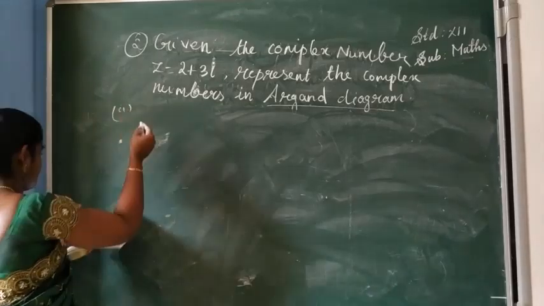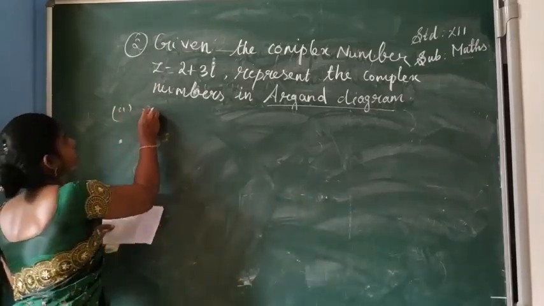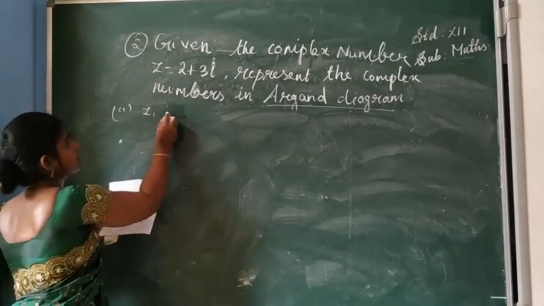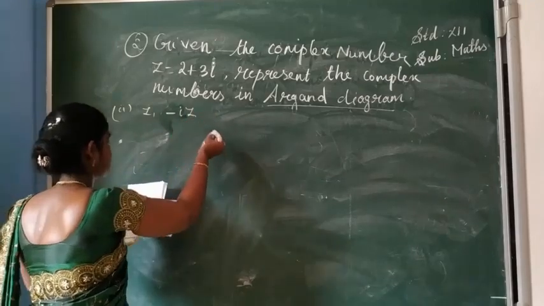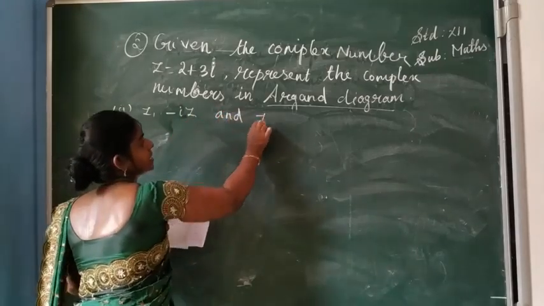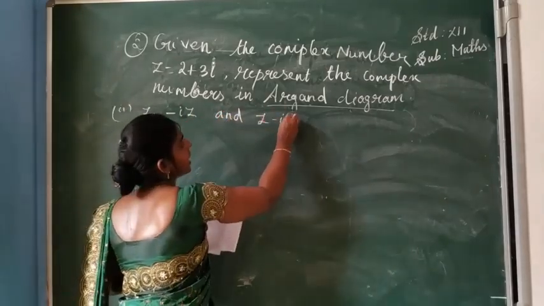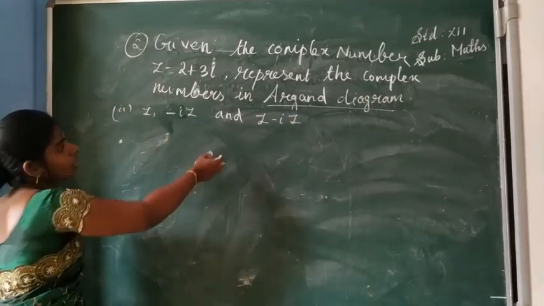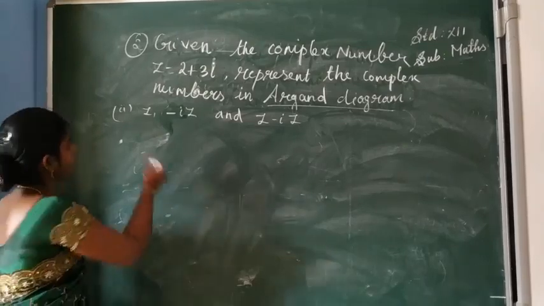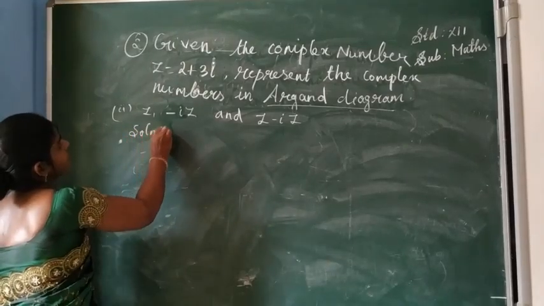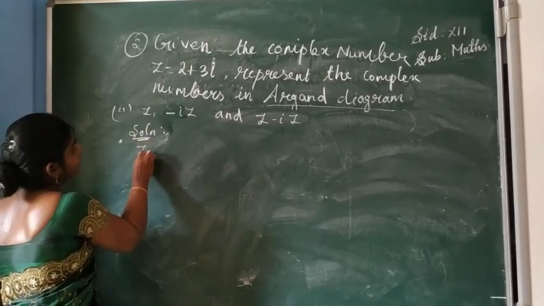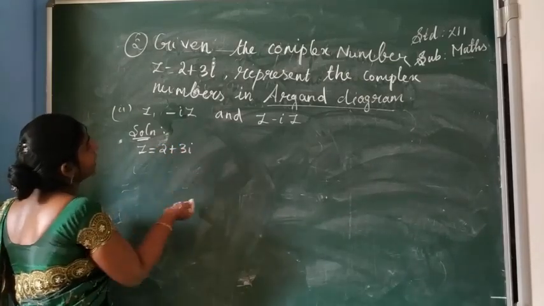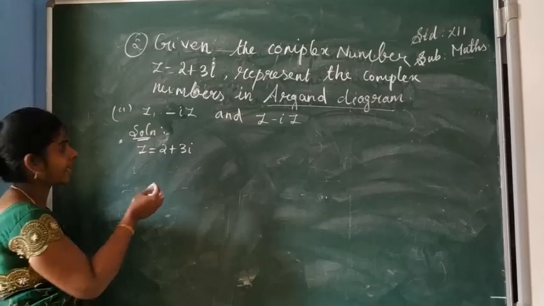Second subdivision. Z comma minus I Z and Z minus I Z. The same as the previous problem. We have to find the values. Okay. So solution. So already Z value is given. Z equal to 2 plus 3I. Then we have to find minus I Z.